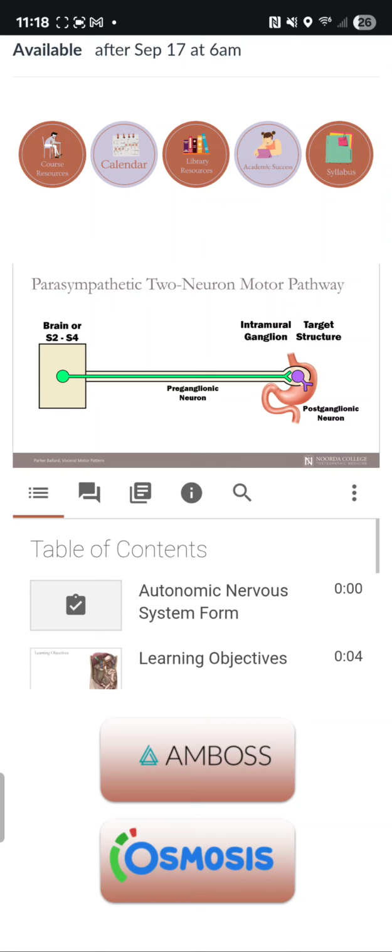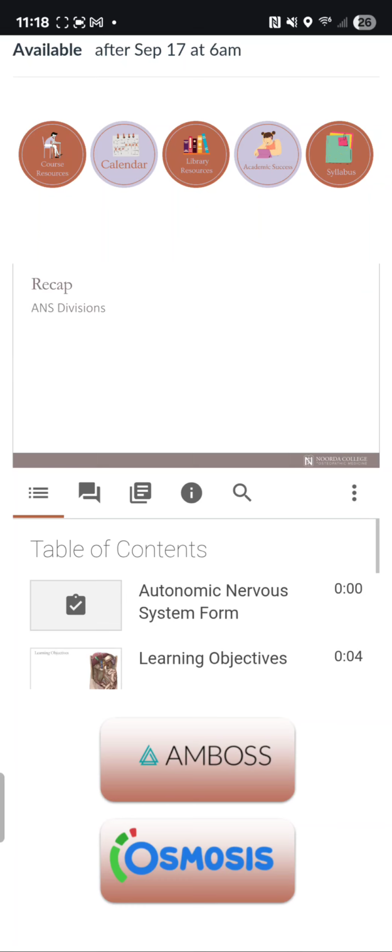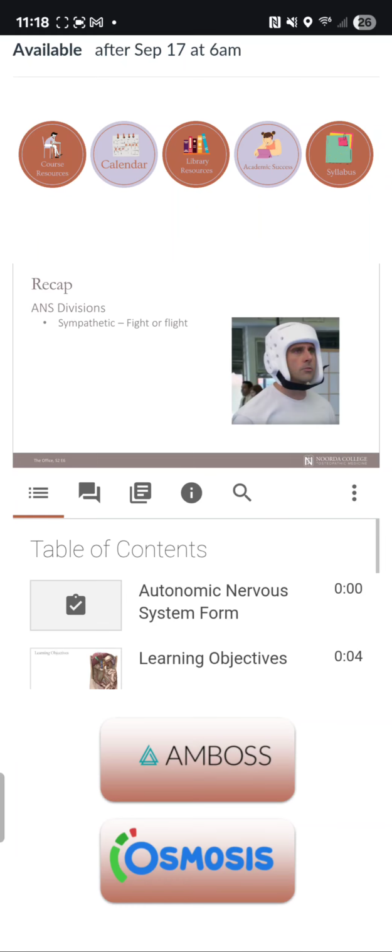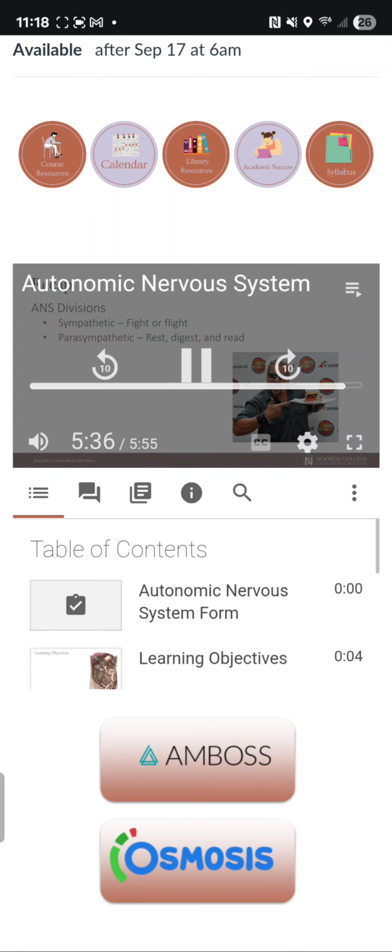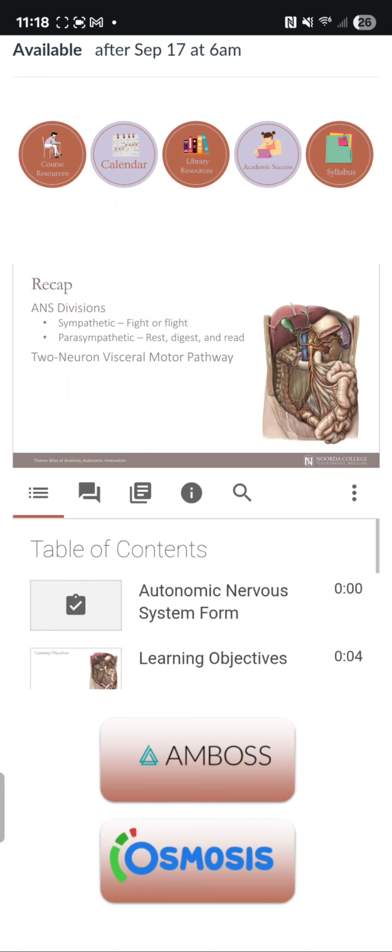And that is it for this autonomic nervous system overview, so let's do a quick recap. We learned there are two autonomic nervous system divisions, a sympathetic division with roles that fall under a fight or flight response, and a parasympathetic division with roles that fall under a rest, digest, and repeat type of situation. We also learned the autonomic nervous system has a two-neuron visceral motor pathway, with preganglionic neurons having their cell bodies in the central nervous system, and postganglionic neurons that have their cell bodies in ganglia. And that is it for our recap of the autonomic nervous system.